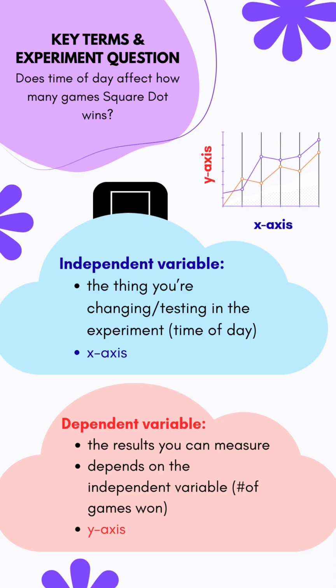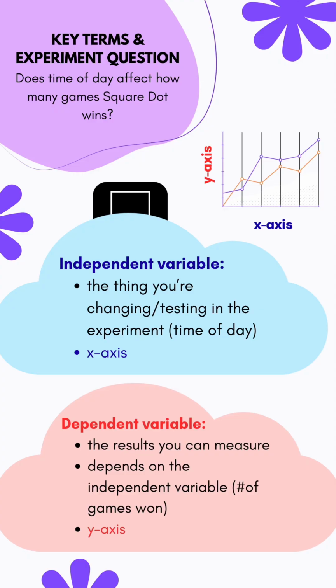Now, the thing we're changing/testing is called the independent variable, and this is going to be graphed on the x-axis. So in this case, our independent variable would be the time of day because we're testing that. And the results you get when you test the independent variable are called the dependent variable. Our DV in this case would be the number of games Square Dot wins. So the dependent variable is something measurable, so numbers basically.